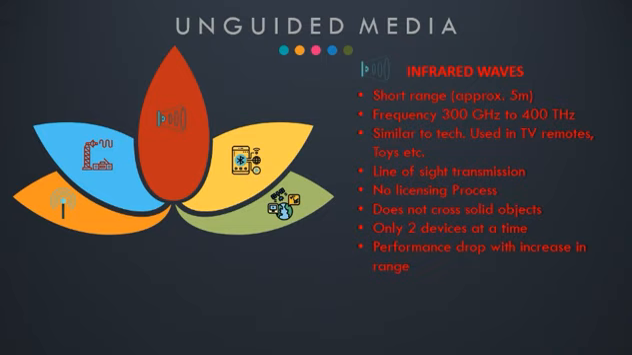Then it does not need any licensing process, etc. These waves are easy to build and have a major drawback: they do not pass through solid objects. As an example, if a person stands between you and your TV, and you operate your TV remote, then the channels will not be changed. Like that, it does not pass through any kind of physical objects.